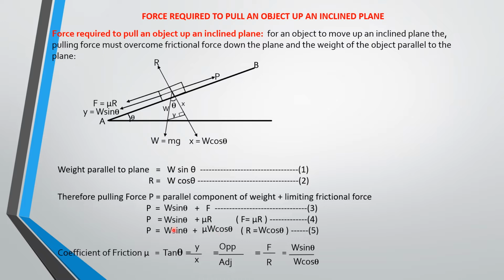Don't forget that for an inclined plane, the coefficient of friction is either equal to tan theta, the tangent of the angle of inclination, or you can get it from the equations for the force parallel to the plane and the force perpendicular to the plane, which is W sine theta all over W cos theta. So please guys, take note of these equations that we have derived here, because we are going to use them now to solve a problem, to drive home how to solve problems that have to do with pulling an object up an inclined plane.